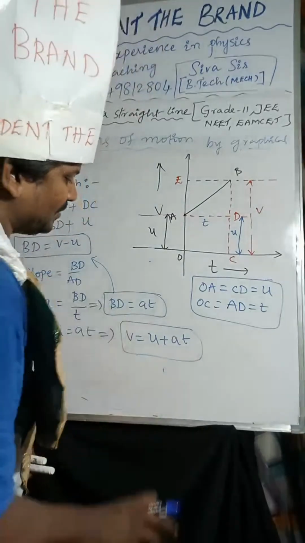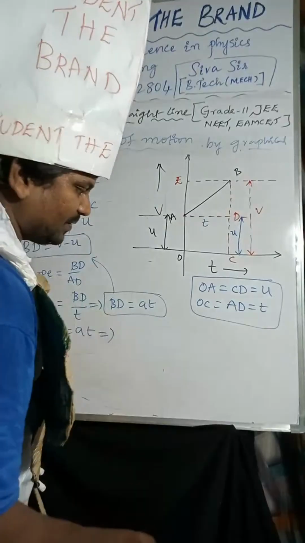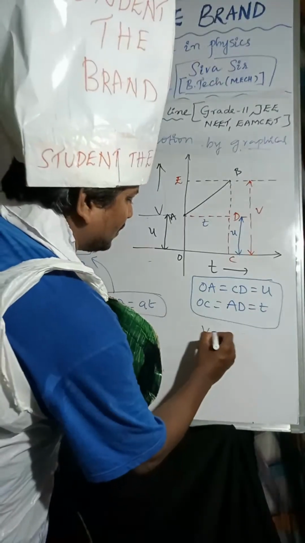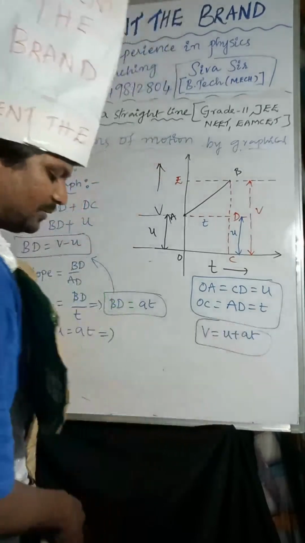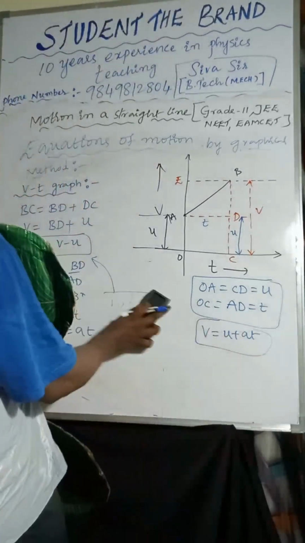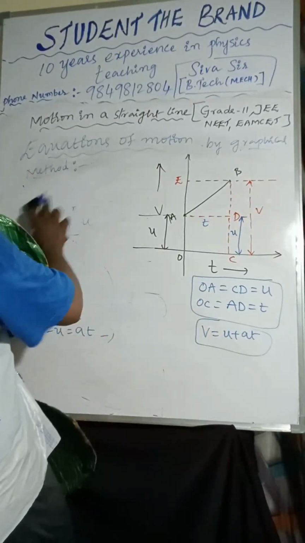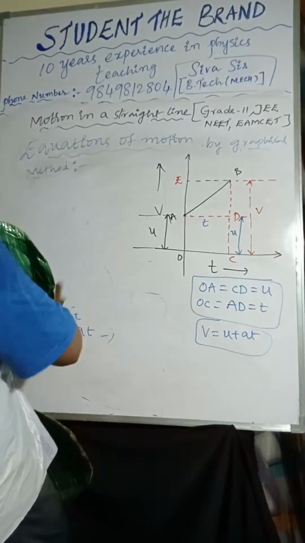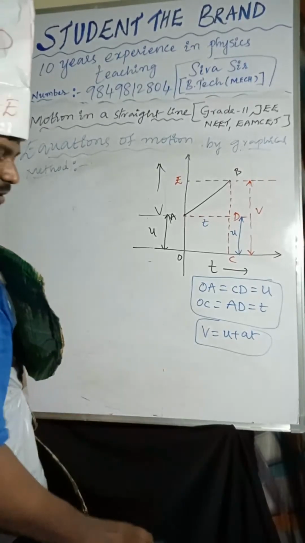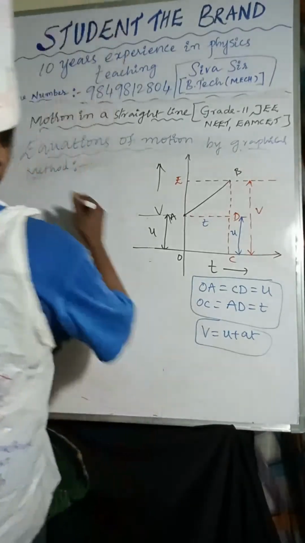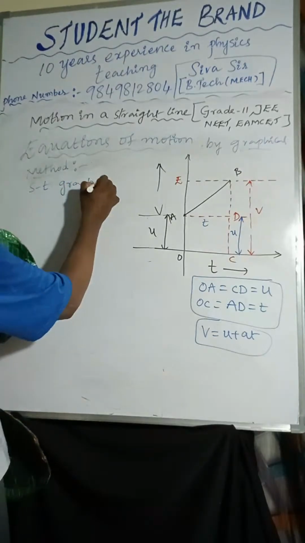Very important, we will use this one later. So V equal to U plus AT. Alright, now we'll go to the next one, the position-time graph. The next graph is the position-time graph. With the help of the position-time graph, we'll see what will happen.